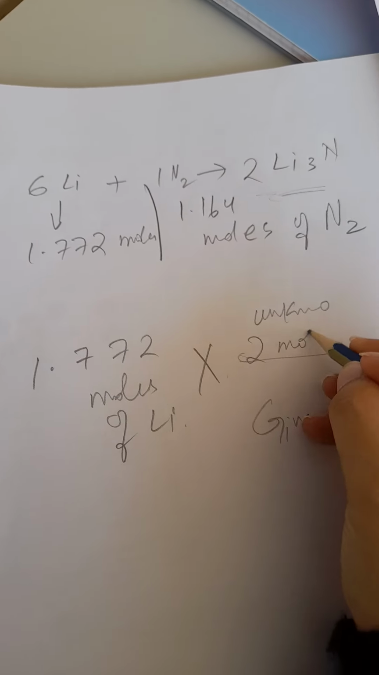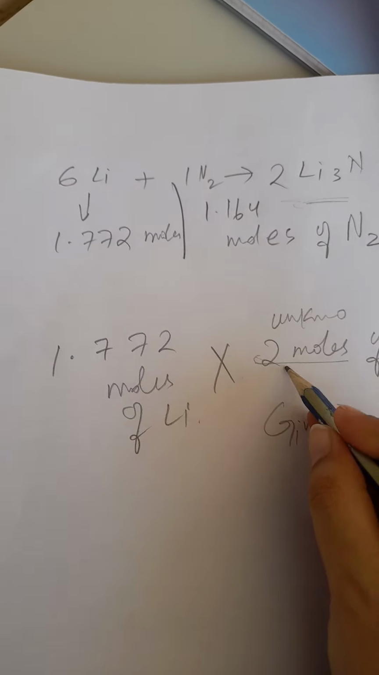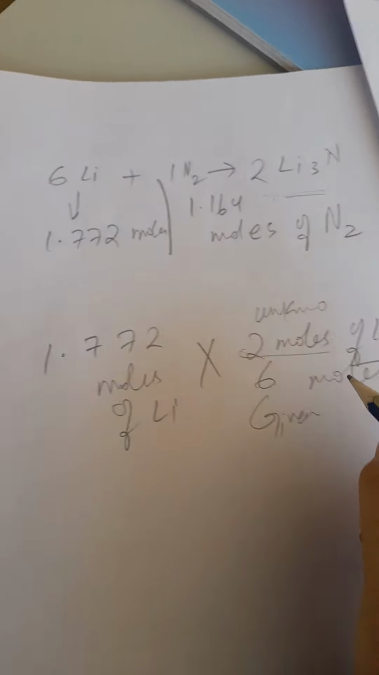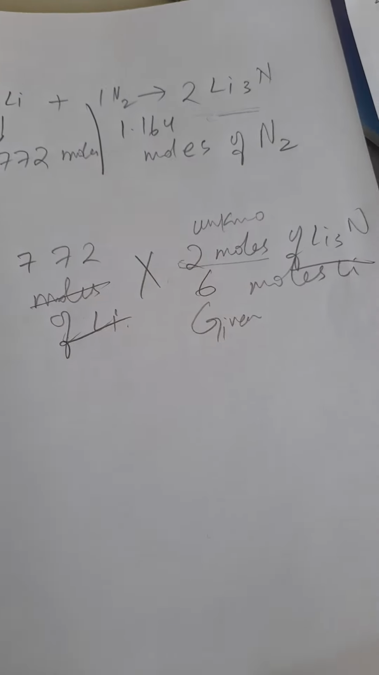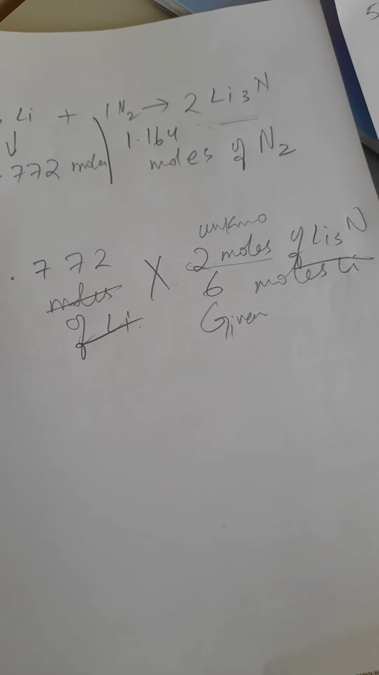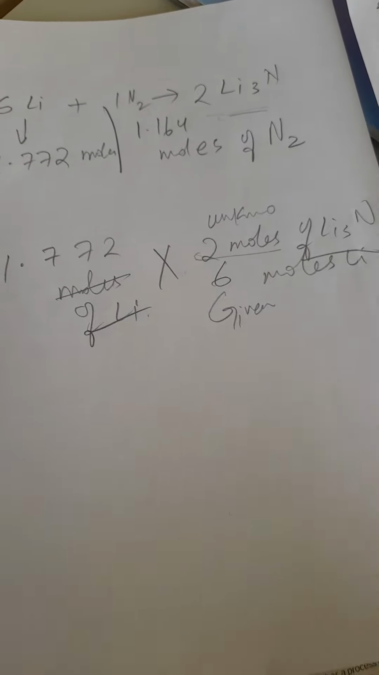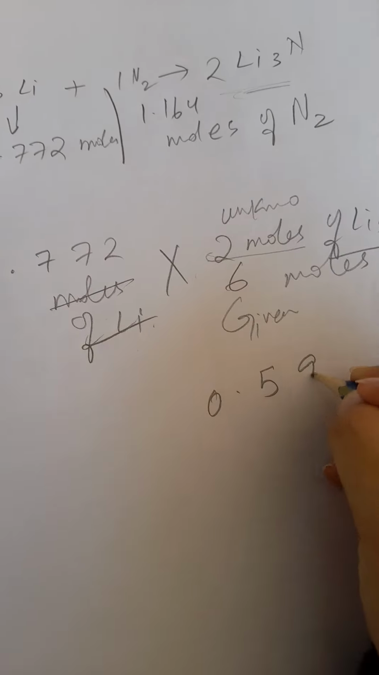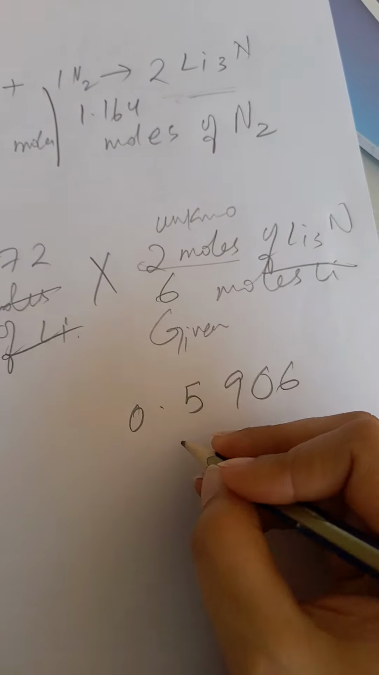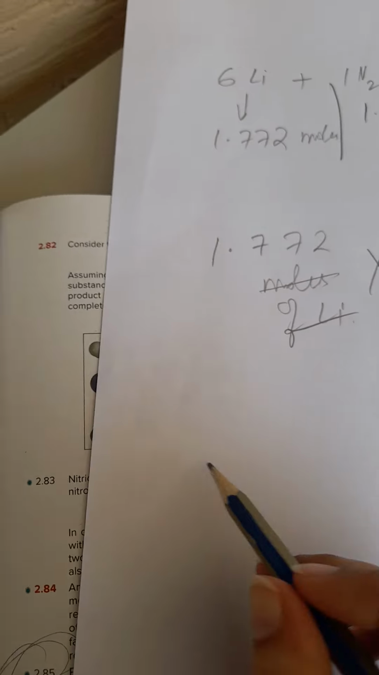So 2 moles of Li3N and given is lithium, so 6 moles of lithium. I cancel the moles of lithium with moles of lithium, so I will do 1.772 times 2 divided by 6. So I have 0.5906 moles of Li3N. This is I calculated for lithium.